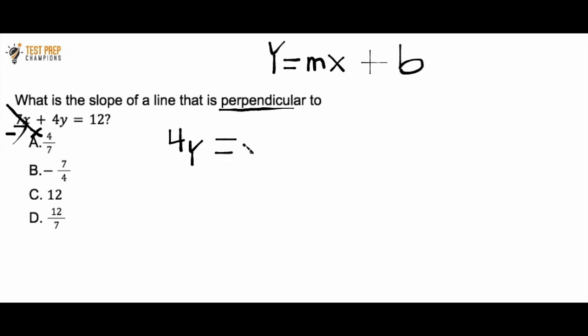But whatever I do to one side, I also have to do it to the other. So I'm going to have to subtract minus 7x from the other side as well. And I still have that positive 12 there. So I rewrite this as 4y equals negative 7x plus 12.